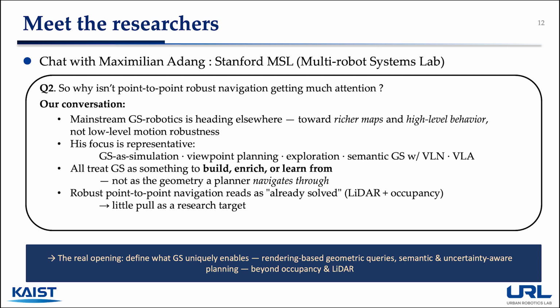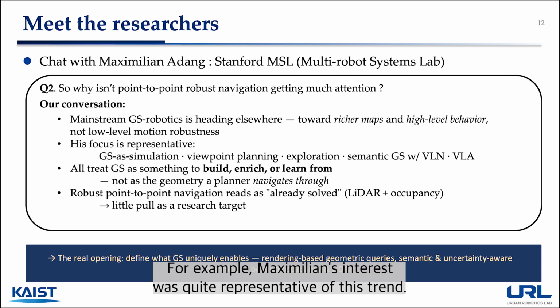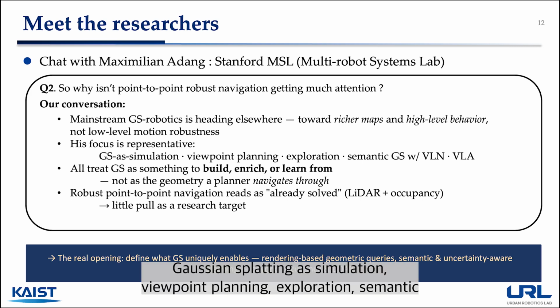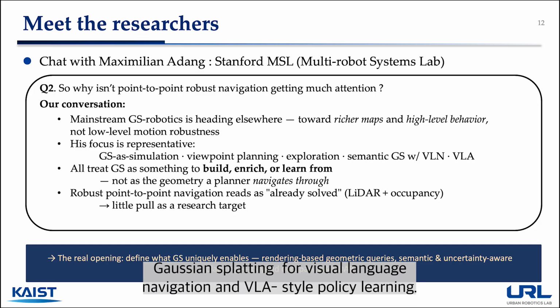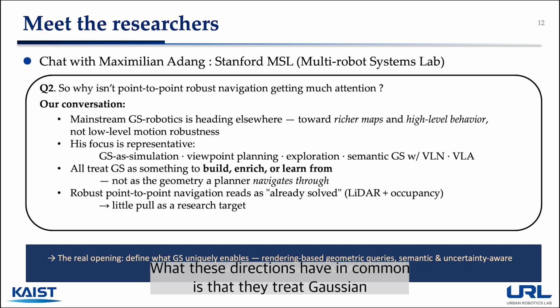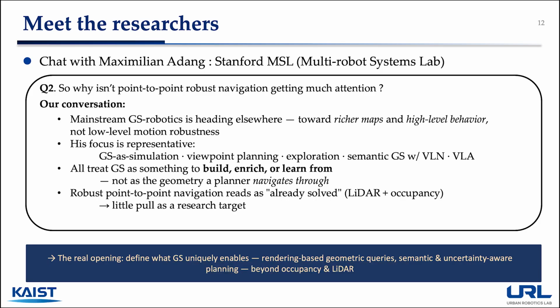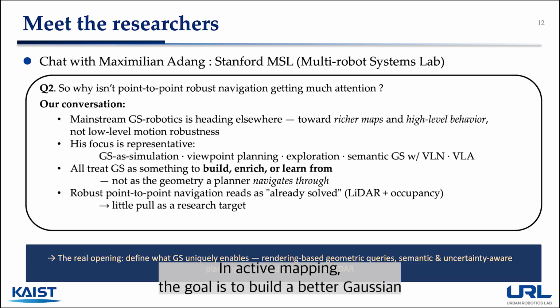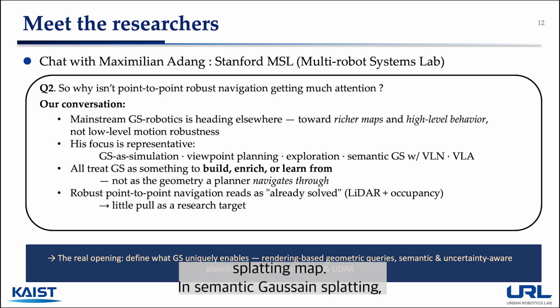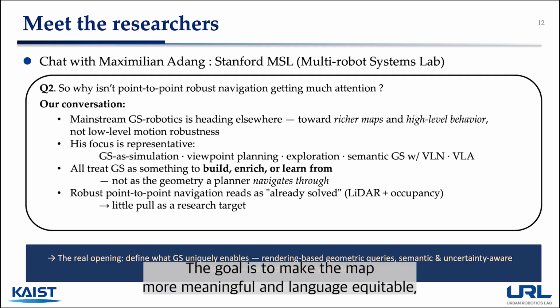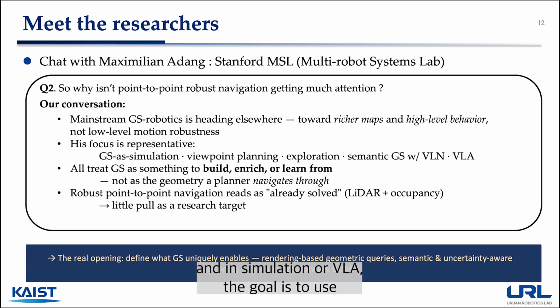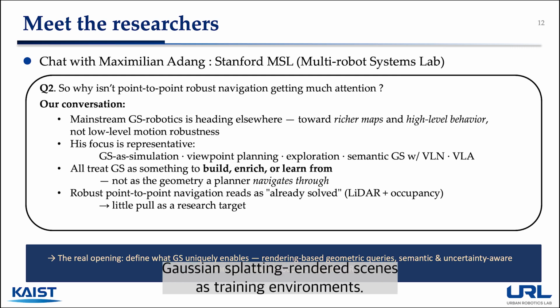robot behavior. For example, Maximilian's interest was quite representative of this trend. Gaussian splatting as simulation, viewpoint planning, exploration, semantic Gaussian splatting for vision-language navigation, and VLA-style policy learning. What these directions have in common is that they treat Gaussian splatting as something to build, enrich, or learn from. In active mapping, the goal is to build a better Gaussian splatting map. In semantic Gaussian splatting, the goal is to make the map more meaningful and language queryable. And in simulation or VLA, the goal is to use Gaussian splatting rendered scenes as training environments.